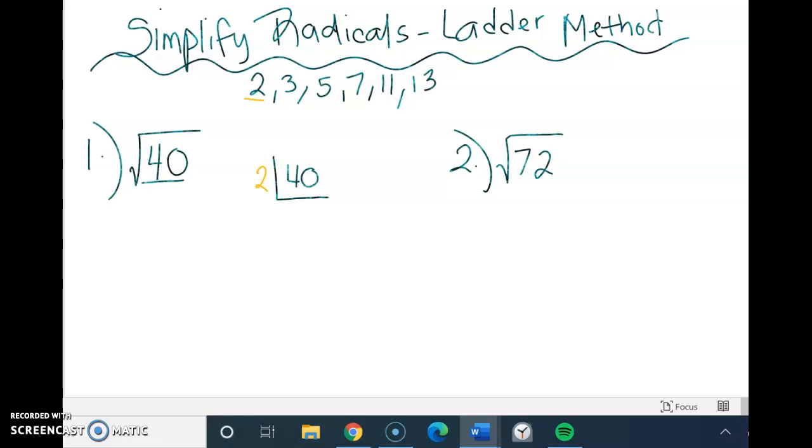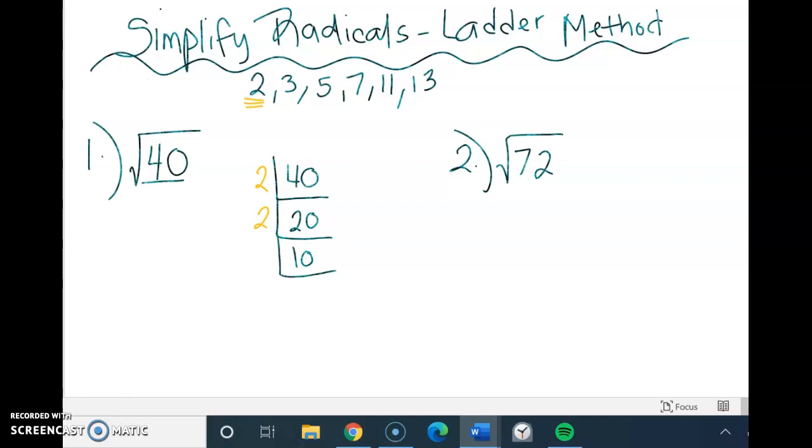Then I'm going to divide 40 by 2. That would give me 20, so 20 goes below the 40 on the next step. Then I ask myself again, what is the smallest number that can go into 20? That would be 2 again. So I put a 2 in front of my 20. Then 20 divided by 2 gives me 10. The smallest number that can go into 10 would be 2.